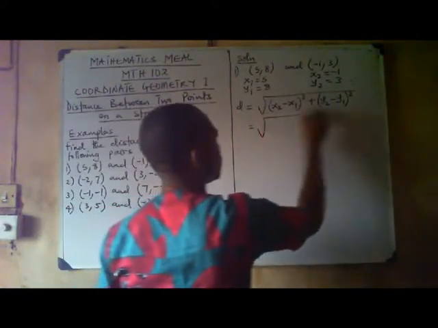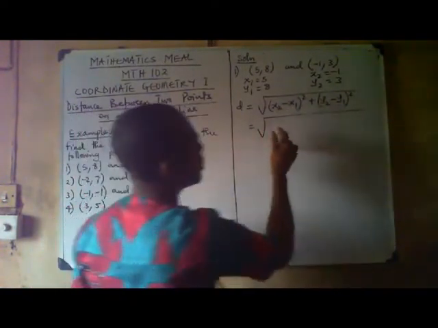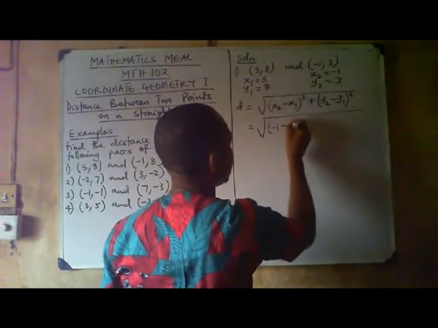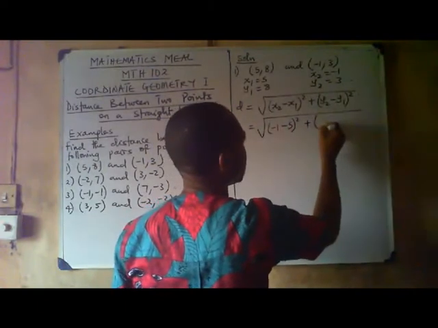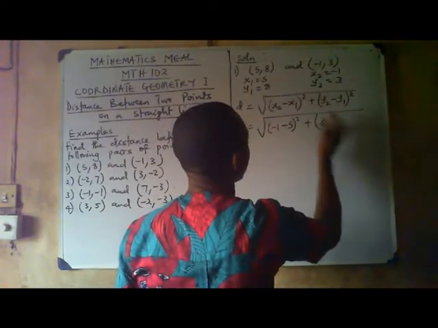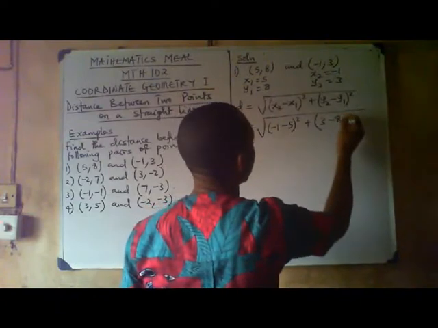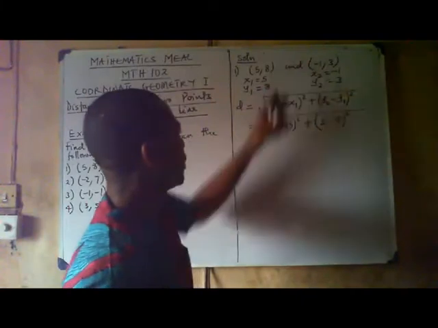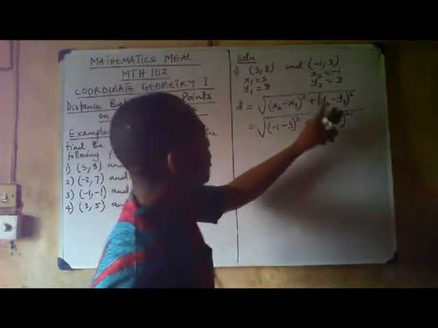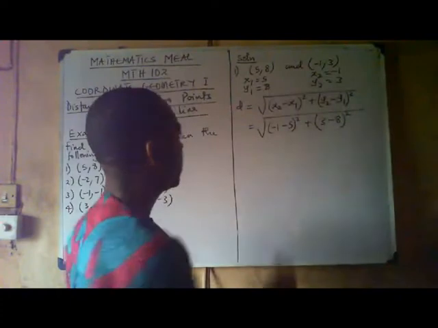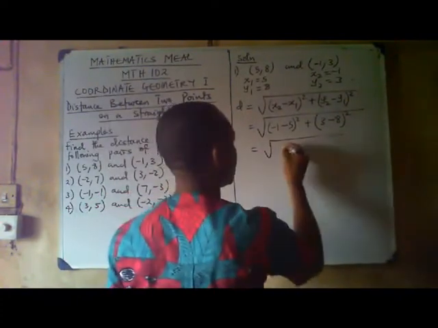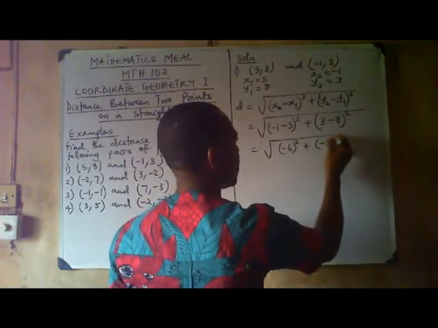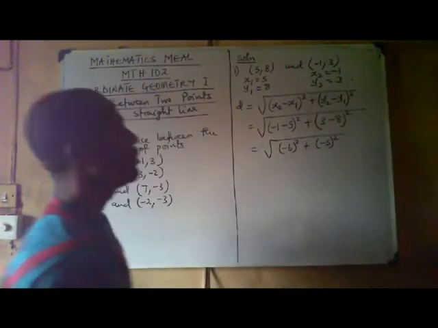So we now substitute. What is x2? x2 is minus 1. Then x1 is what? Minus 5 all squared, plus y2 is 3, minus y1 is what? 8, all squared. So we have x2 minus x1, then we have y2 minus y1. So this will give me square root of minus 6 squared plus minus 5 squared.